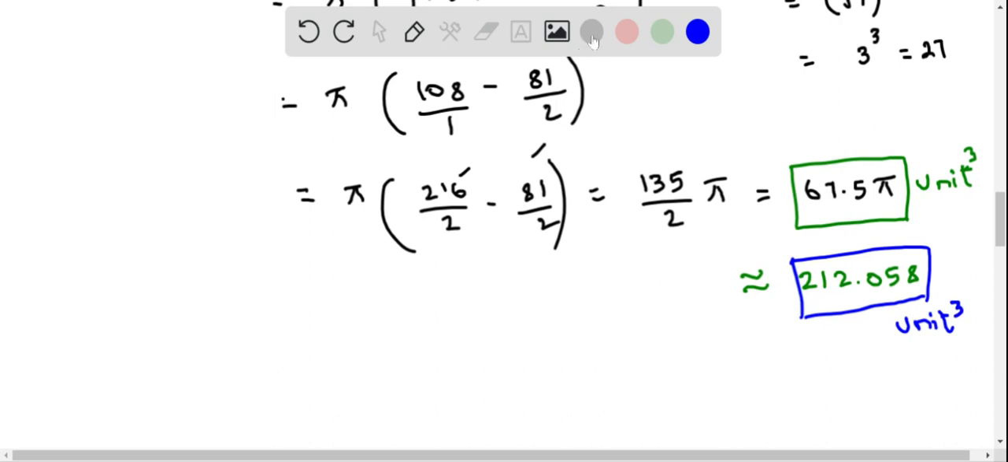So this is the volume obtained by revolving the region about the y-axis.